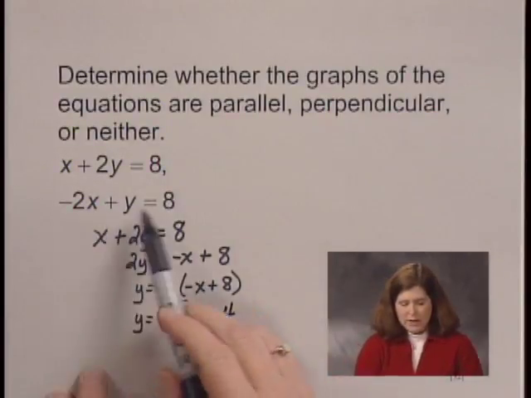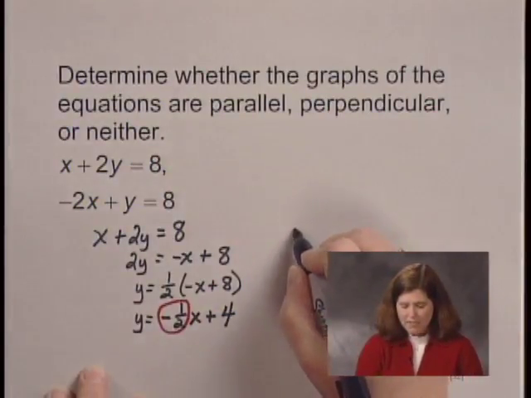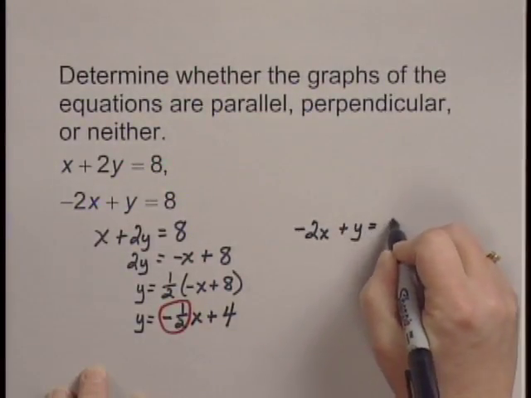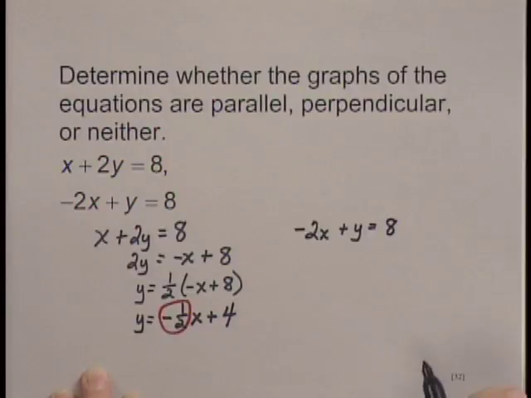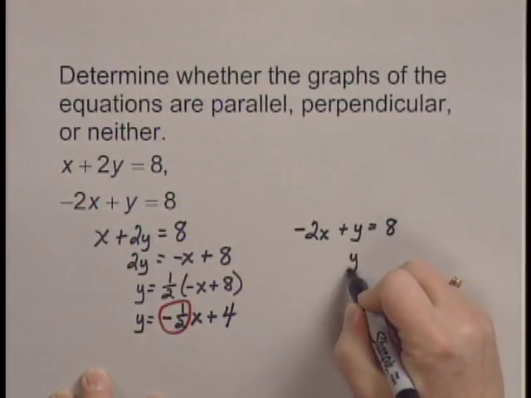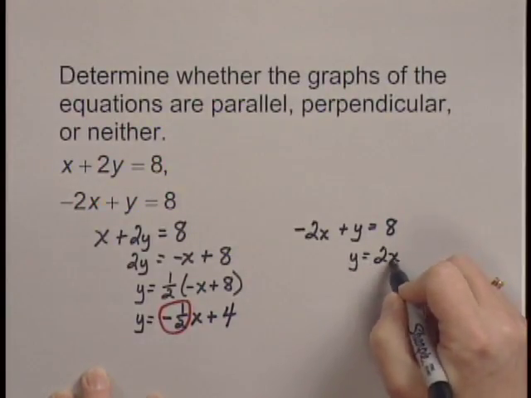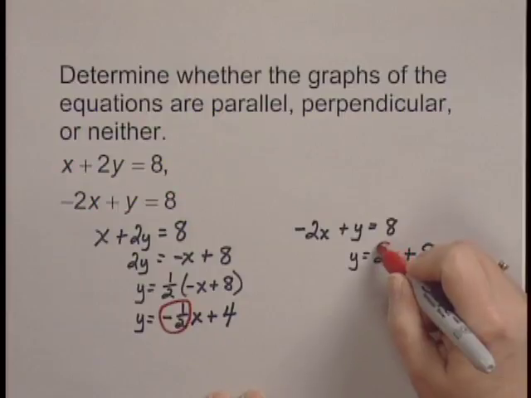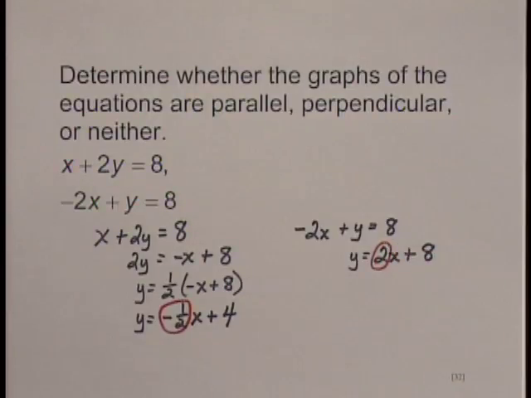Now let's work on the other equation. We have -2x plus y equals 8. If we add 2x to both sides, we have y equals 2x plus 8. That's written in slope-intercept form, and the slope of this graph is 2.